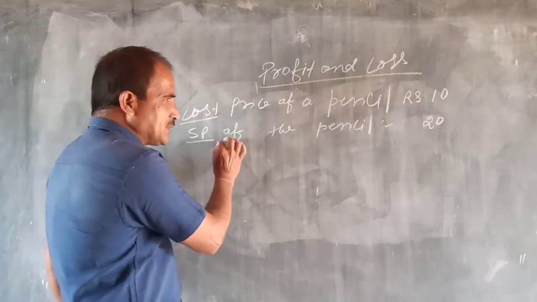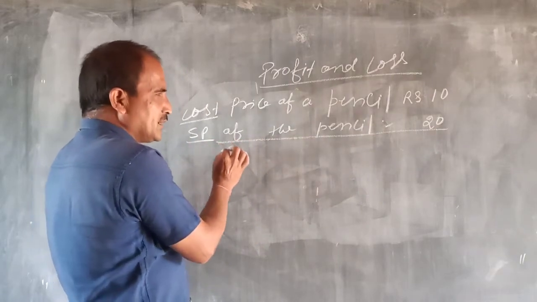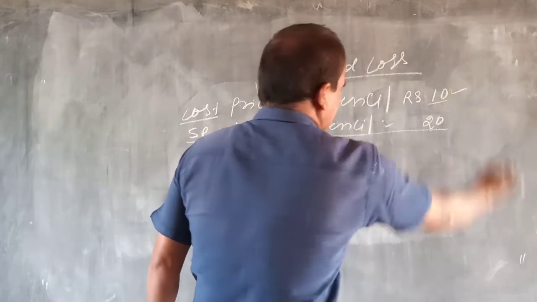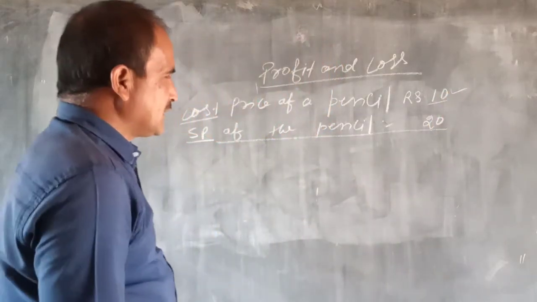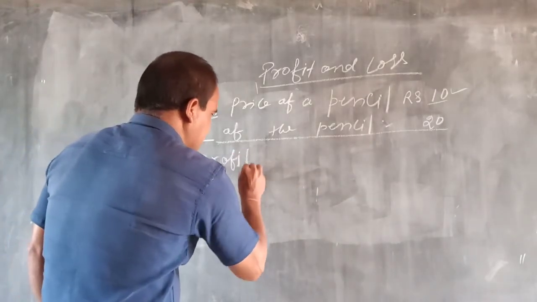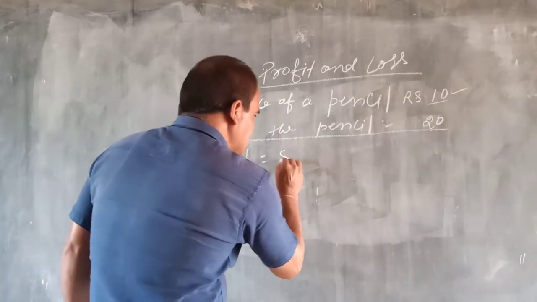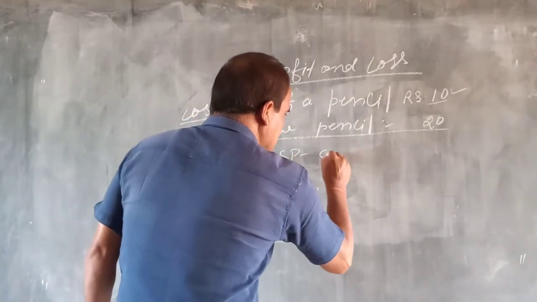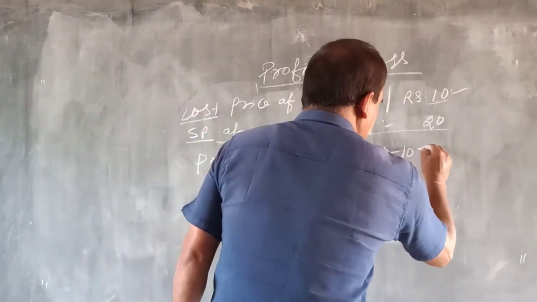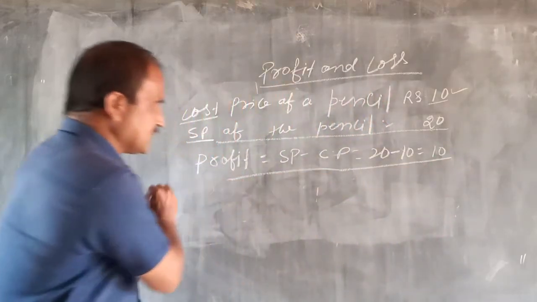Now you have seen that the selling price is larger and the cost price is less. In this condition, there will be a profit. The formula of profit, which you have understood, is SP minus CP. That is 20 minus 10, which is Rs 10. Your profit will be 10.